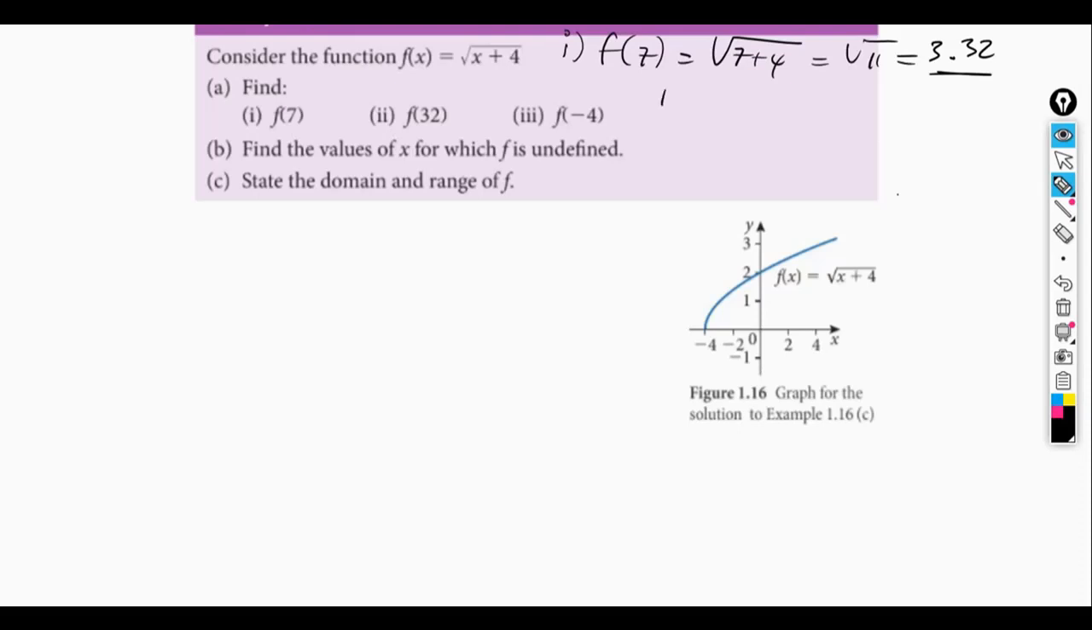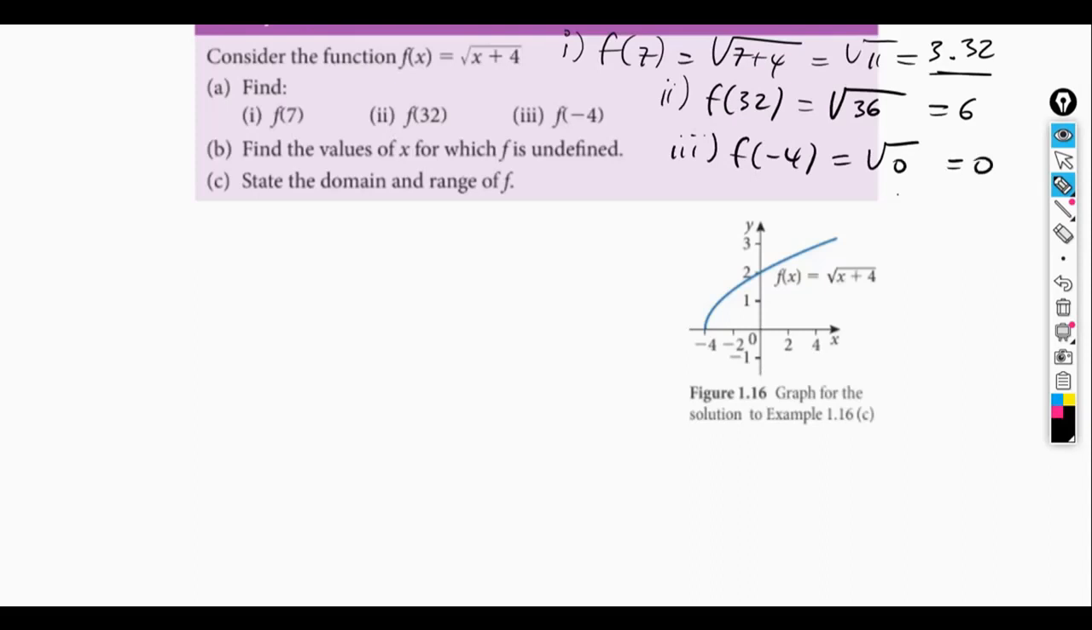Okay, so for number 2, we have to do f of 32. So f of 32 is just going to equal square root of 36, 32 plus 4. And this is going to be 6. And then part 3 is f of negative 4. F of negative 4 is just going to be square root of 0, which is 0.